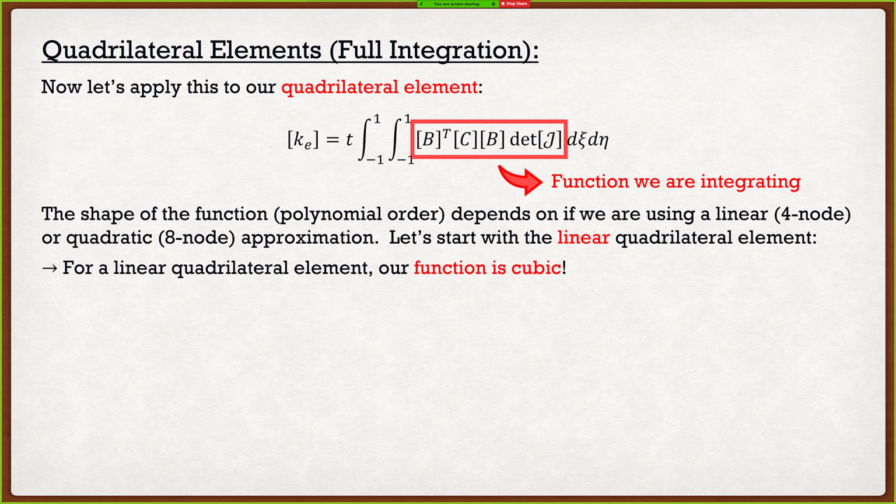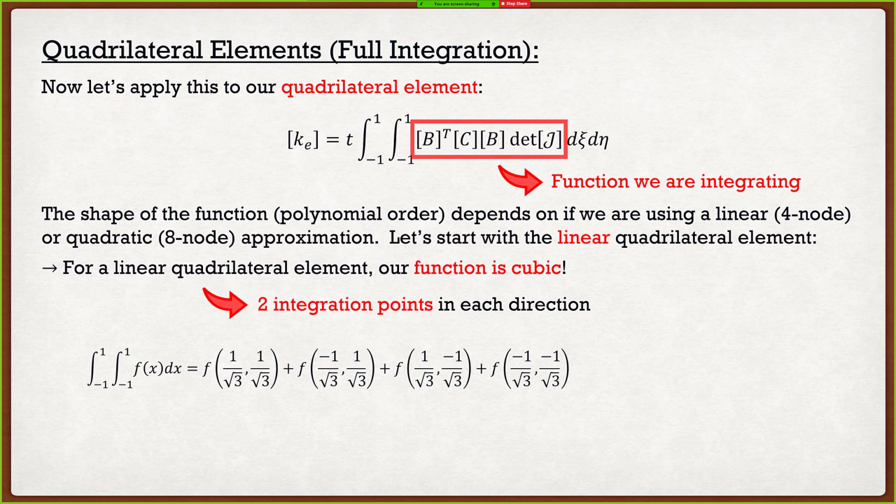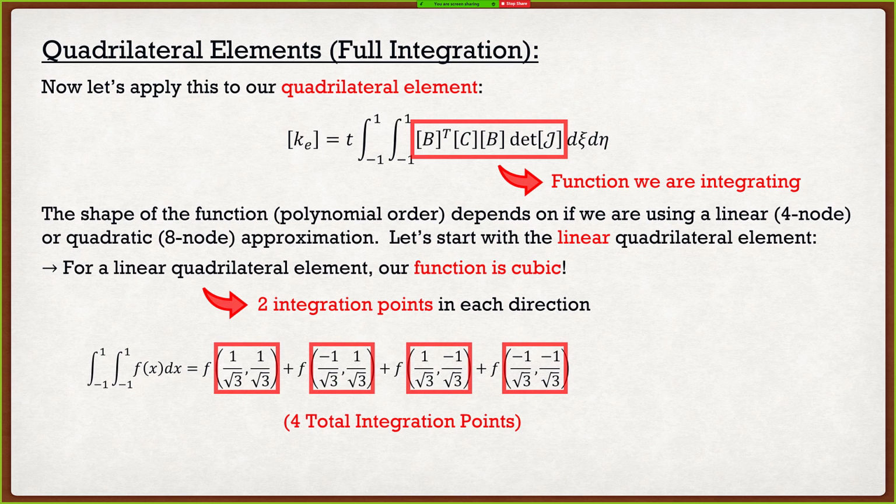Do you guys want me to go back to the chart? Or do you remember? What do you guys think? It's cubic, 2? You guys are completely correct. So we need 2 integration points in each direction. So therefore our function right now can be solved by the following. Now you may be saying, Clayton, where are the weights? Well, remember, for 2 integration points, the weights are just equal to 1, so I got rid of them. So as we can see, we have 4 total integration points.